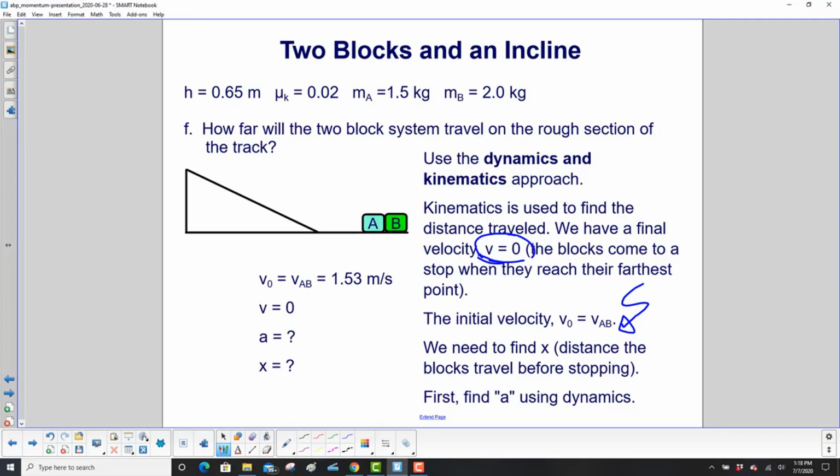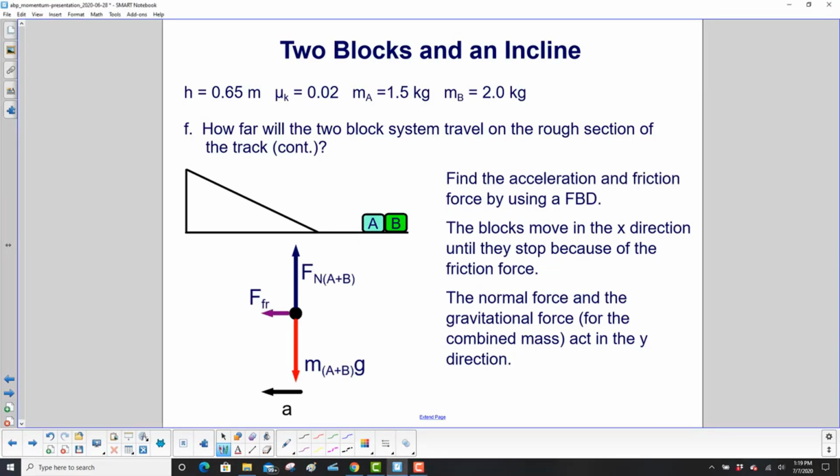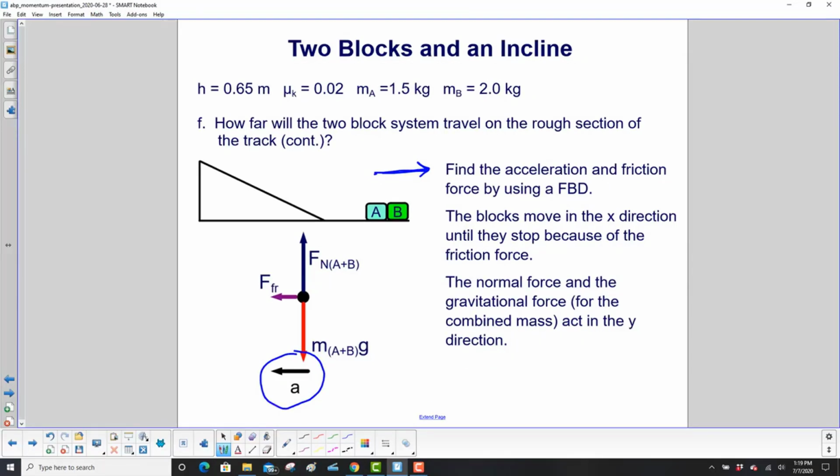First, find the acceleration using dynamics. This will look repetitive because we already showed it, but I just want to have a complete solution here. Use your free body diagram. The blocks are going to move in this direction here until they come to a stop. And what will stop them? A force acting opposite their motion, which means the acceleration has to be to the left. The normal force and the gravitational force act in the y direction.